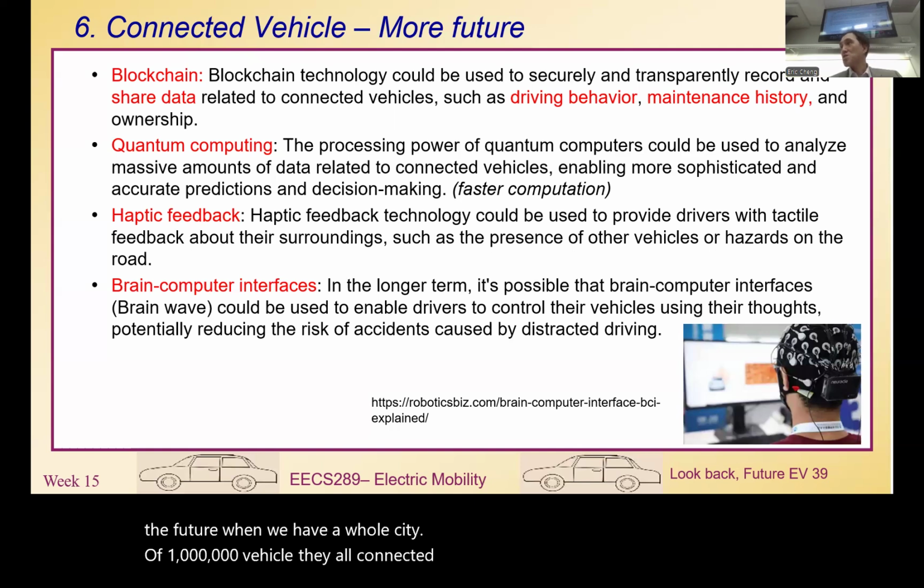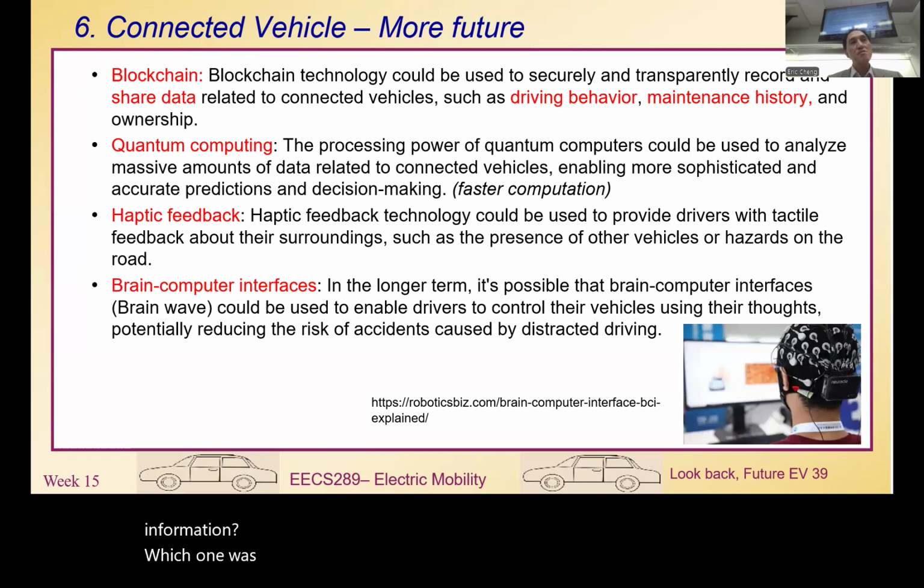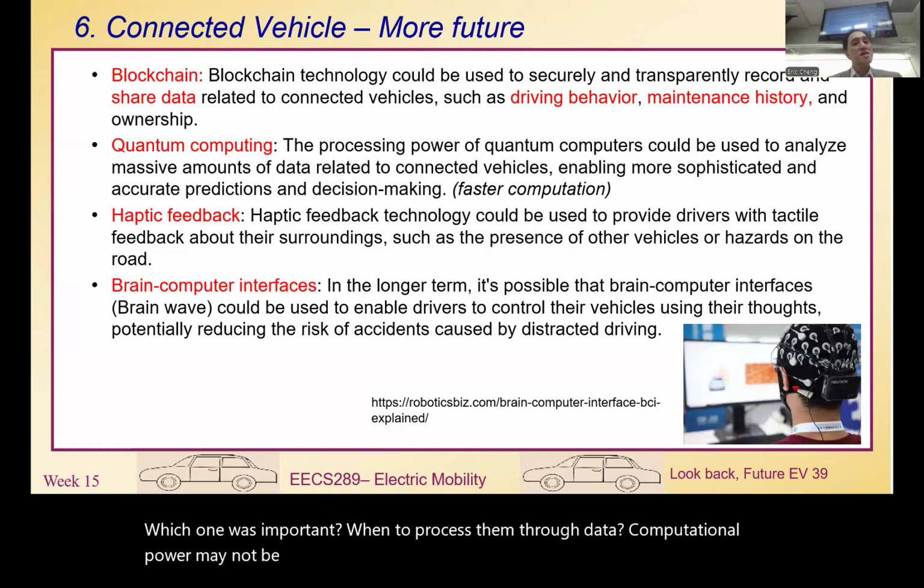then the load is quite complicated, with so much information. Which information will be needed or not needed, how to process information, which one will be important, when to process them. Today, the computational power may not be enough. So we need to have something better, like quantum computing. That's the thing we are now looking into.